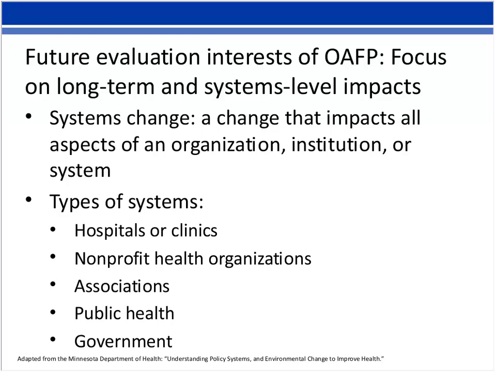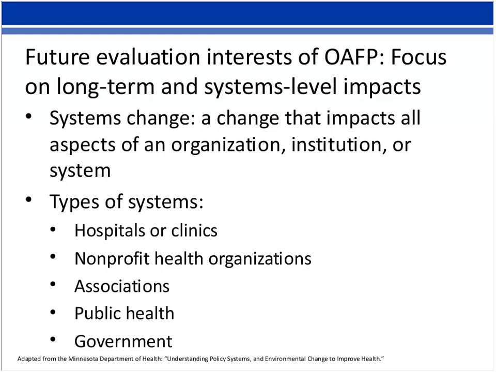So put very simply, systems change is a change that impacts all aspects of an organization, institution, or system. And so you might be asking yourself, well, what constitutes a system, or what are some examples of systems? Systems can really operate at two levels. They can operate at an organizational level or as part of a network or grouping of organizations or institutions.